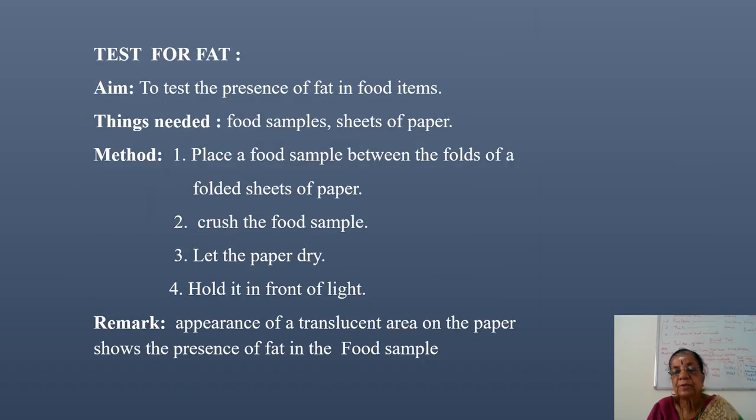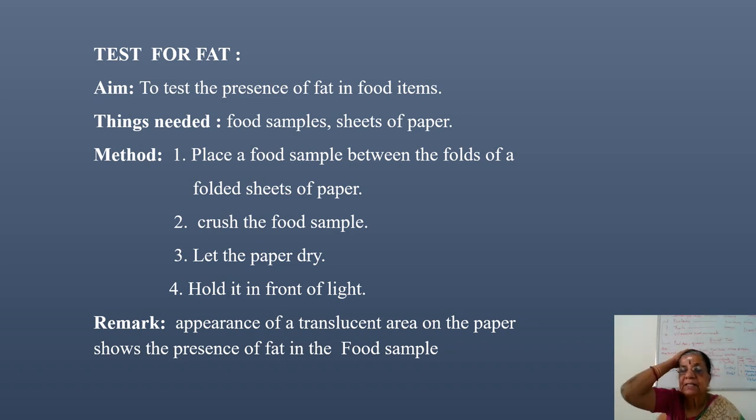The test for fat. To test the presence of fat in a food item, what we need is a food sample and a sheet of paper. Now place the food sample between folded sheets of paper, stacking two or three sheets. For example, if we have made vada or fried appalam, crush the food sample, let the paper dry and hold it in front of the light.